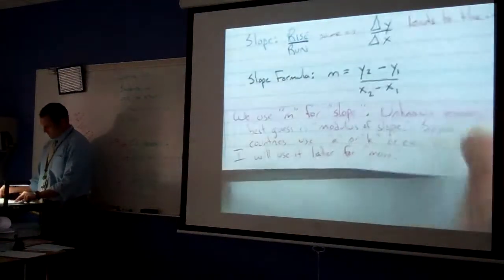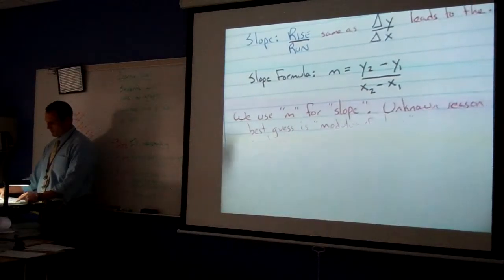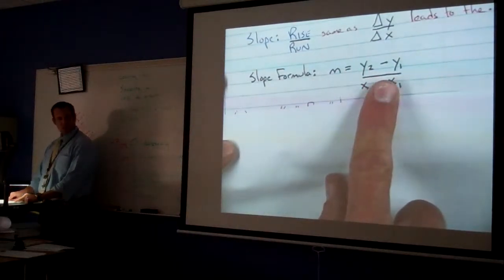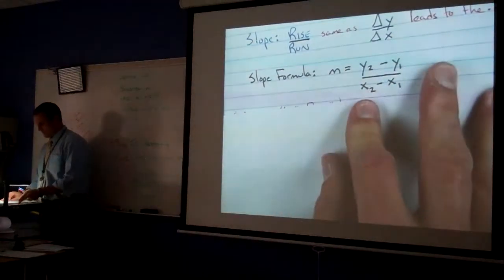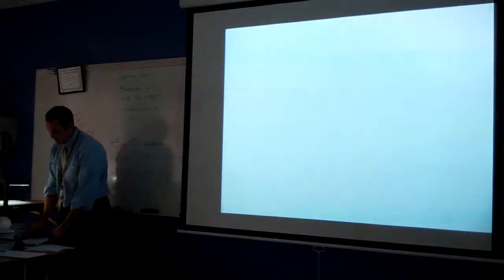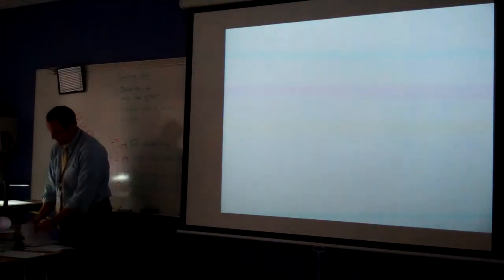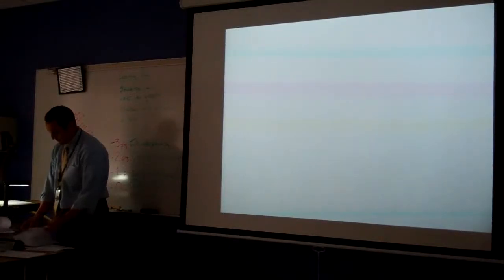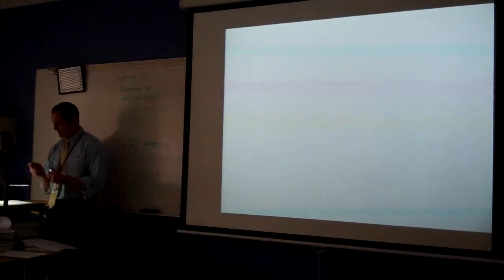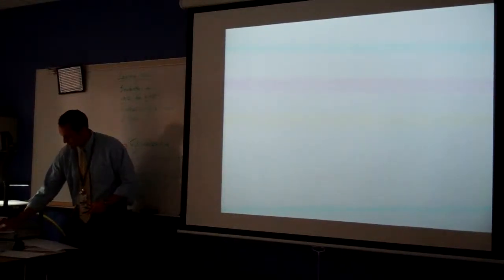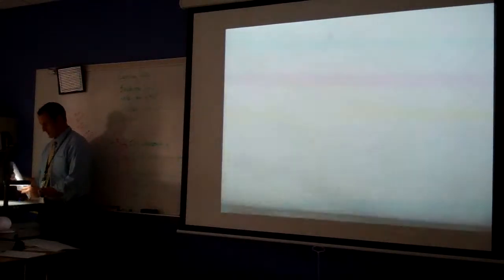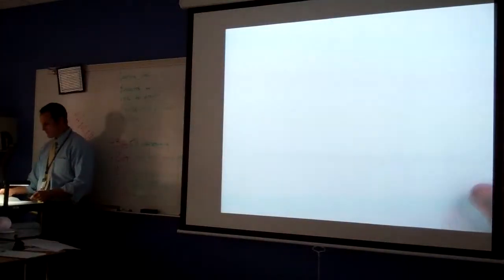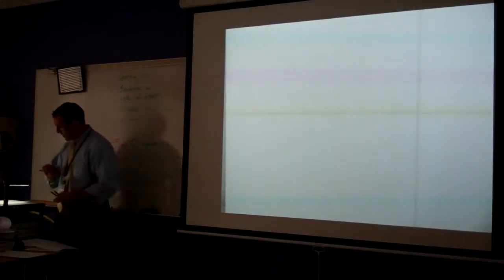So, we're focusing on the formula, the change in y over the change in x, y2 minus y1 over x2 minus x1. And we can use any two ordered pairs in that formula to find the slope of the line passing through those ordered pairs. So I'll begin by demonstrating a few examples. By the end of this, you will be very comfortable finding slope from any two ordered pairs.